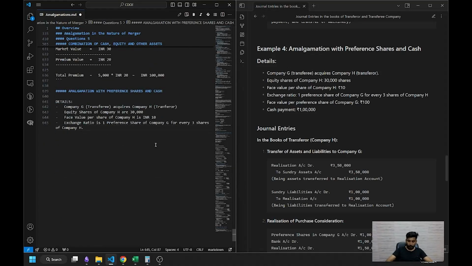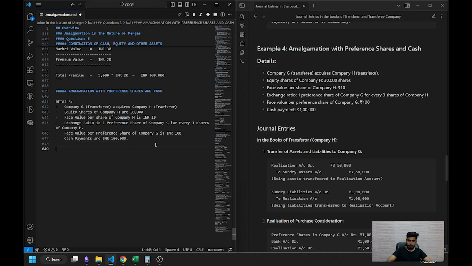Here, the face value per preference share of company G is rupees 100 and the cash payment is rupees 1 lakh. Now let us move ahead with the solution.